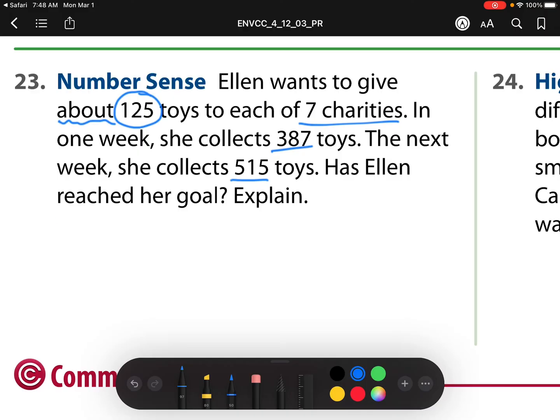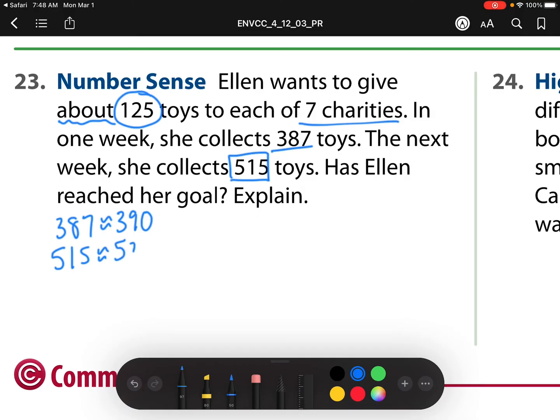387, and we're going to use these little things. Those little things mean approximate or about. So that's about 390. And then we have this right here, 515. What's that about? We want an easier number.